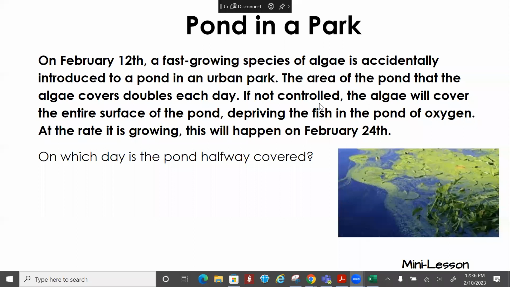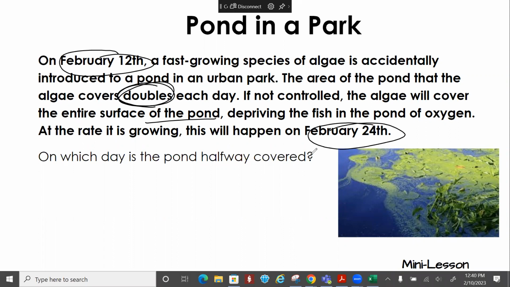Okay, so on February 12th, a fast-growing species of algae is accidentally introduced into a pond in an urban park. Okay, so we got February 12th. The area of the pond that the algae will cover doubles each day. If not controlled, the algae will cover the entire surface of the pond, depriving the fish of the pond of oxygen. At the rate it's growing, this will happen on February 24th.